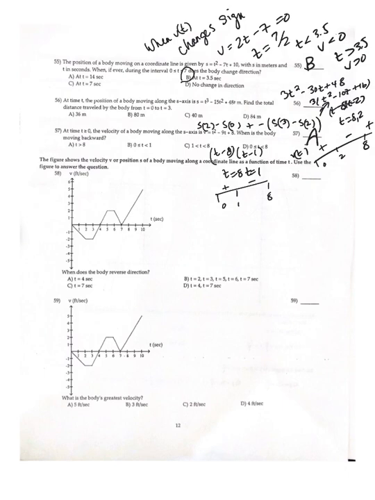Taking a look at number 58. For number 58, they give you this graph. They want to know when does the body reverse direction. So the body would reverse direction where the velocity changes sign. It only changes sign at choice A.